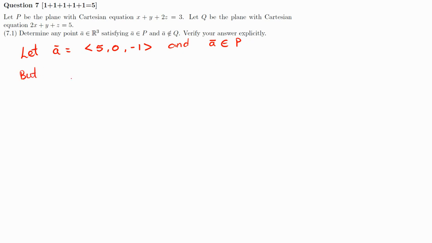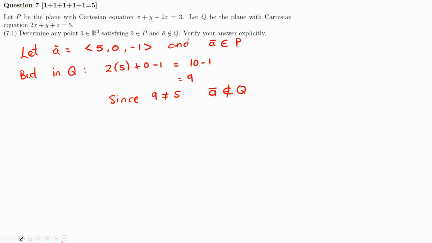But let's see if it works for Q. In Q, 2 times 5 plus 0 minus 1 is equal to 10 minus 1, which is equal to 9. And since 9 is not equal to 5, this vector is not an element of Q.